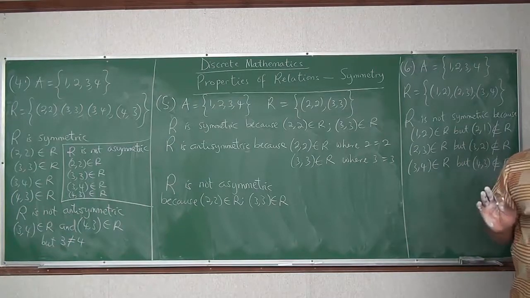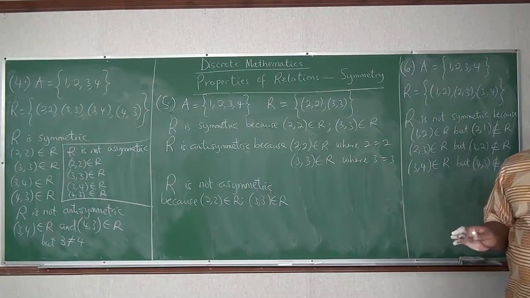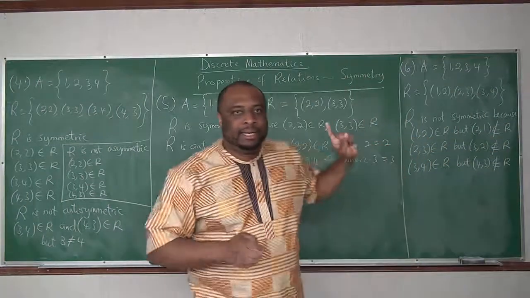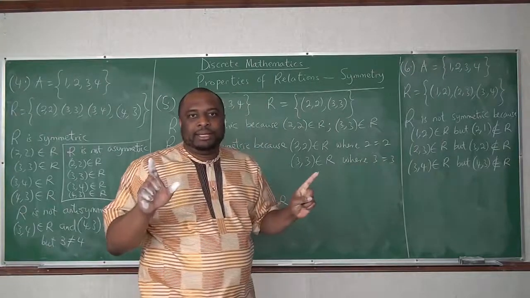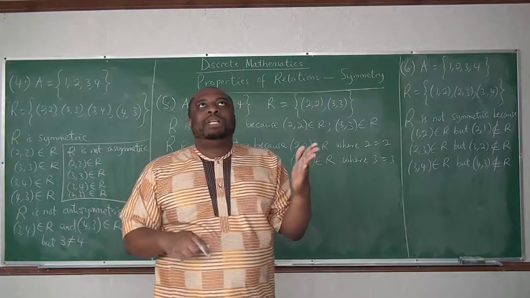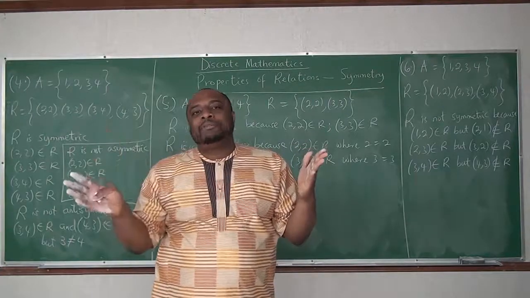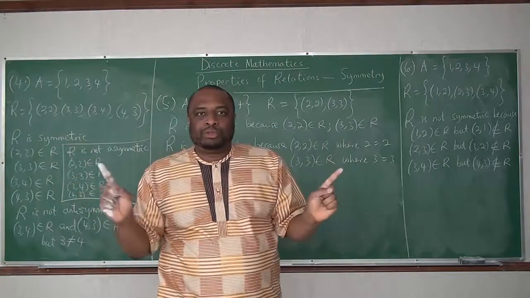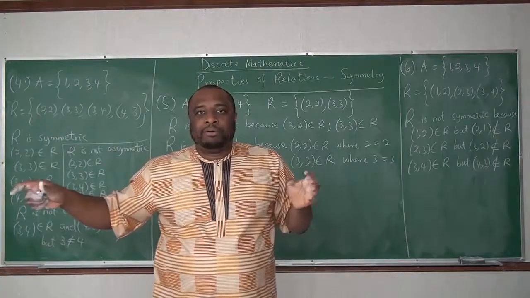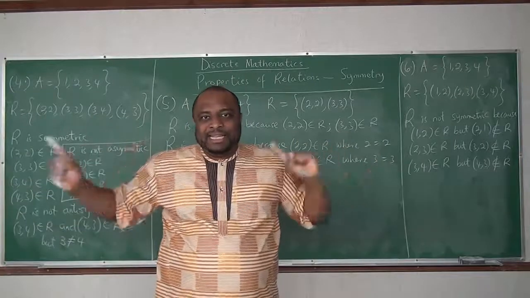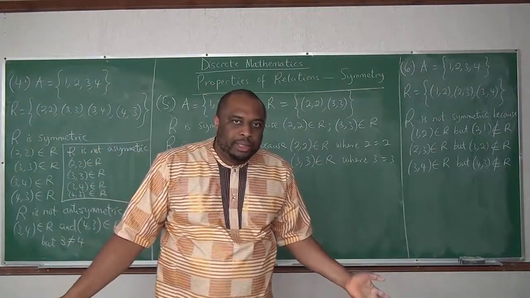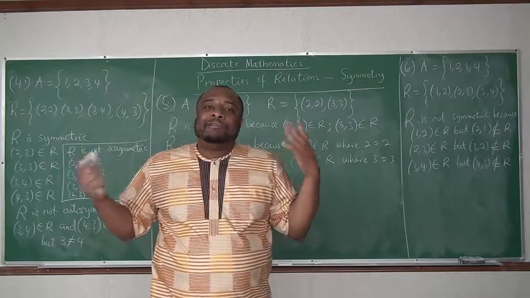Is it antisymmetric? No, it is not antisymmetric. Well, sorry, I take it back. It is antisymmetric. You know why? Antisymmetric means if you have (a, b) an element of R and (b, a) an element of R, it implies that a is equal to b. Okay, we have (1, 2), we don't have (2, 1). We have (2, 3), we don't have (3, 2).